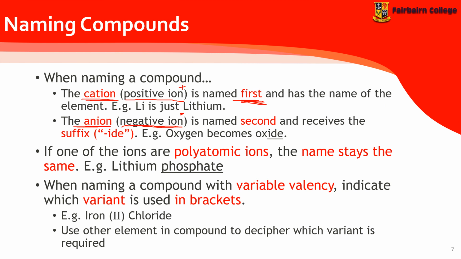So if we look at the anion, the second part of the name, this is where you make a small change to the name of the element and you just add the suffix -ide. So oxygen just becomes oxide. You just replace the last part of the name with -ide, and then you add the two parts together. So in this case it would be lithium oxide.